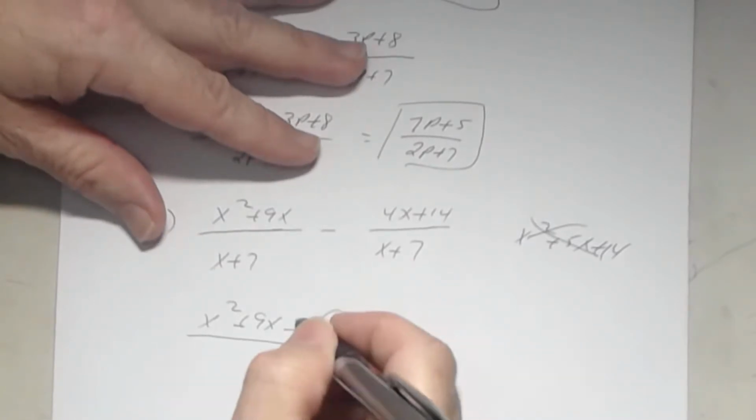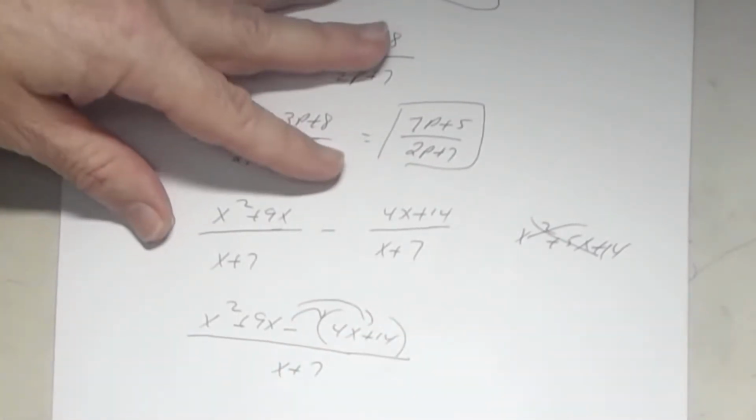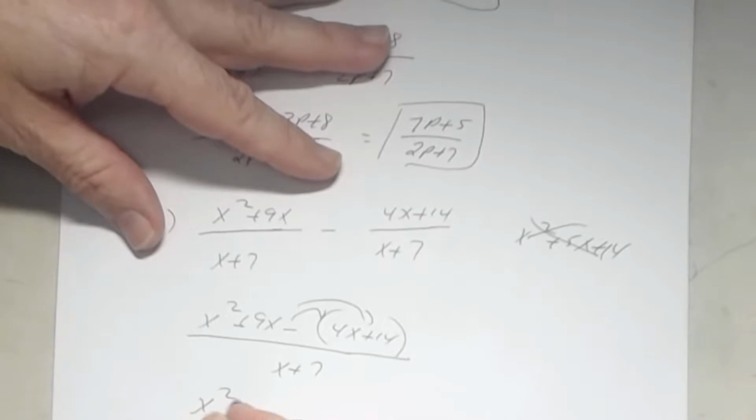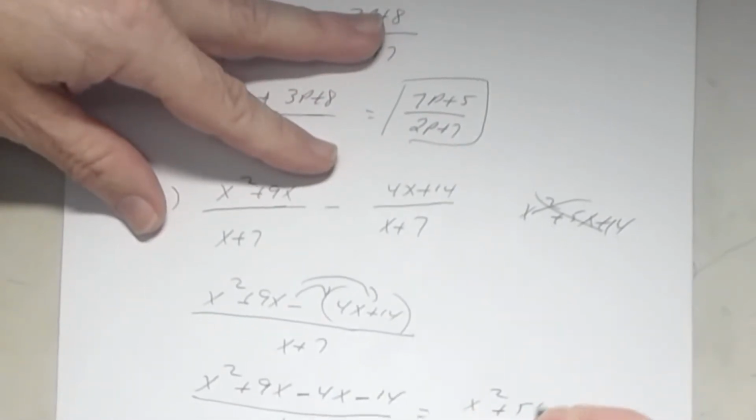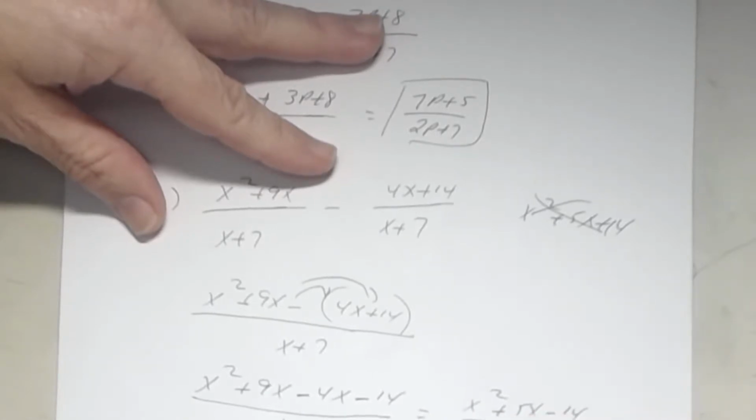And now you get rid of the parentheses by using distributive property, and so that becomes x squared plus 9x. What else does that become? Negative 4x. Minus 4x? Plus 14. No. Minus 14. All over x plus 7. Now, combine like terms. X squared plus 5x minus 14 over x plus 7.